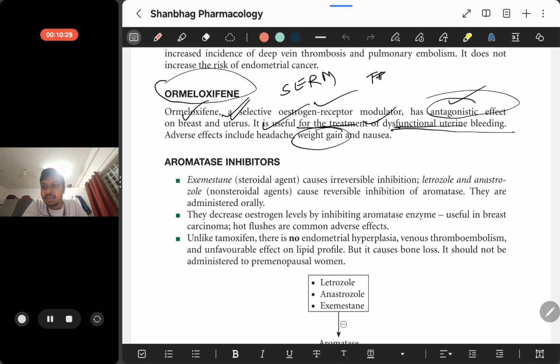Okay friends, this is one of the important 5-marker questions, selective estrogen receptor modulators. It is done. We will meet in the next video. Thank you.